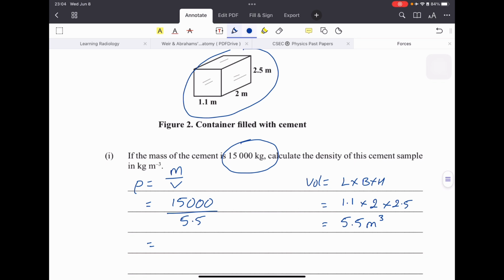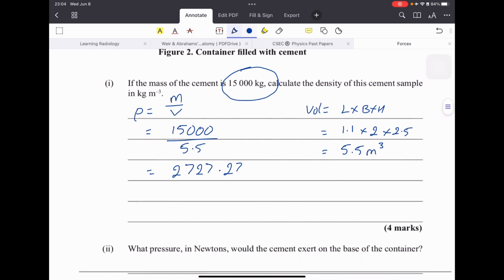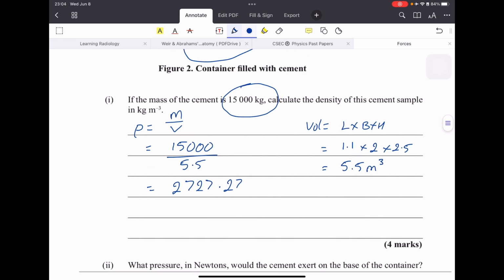So now I can take my 15,000 divided by 5.5, and I will get 2,727.27 kilograms per meters cubed.